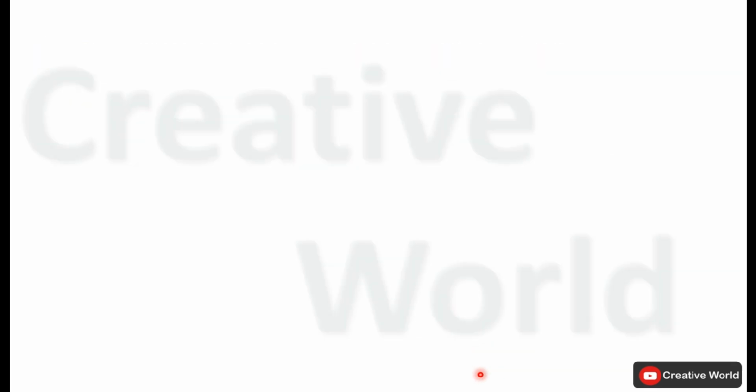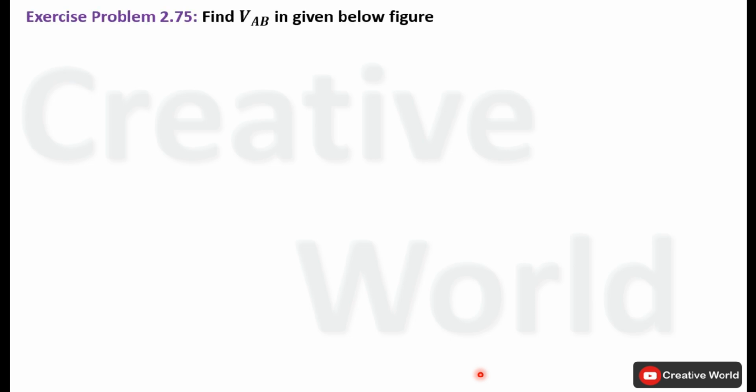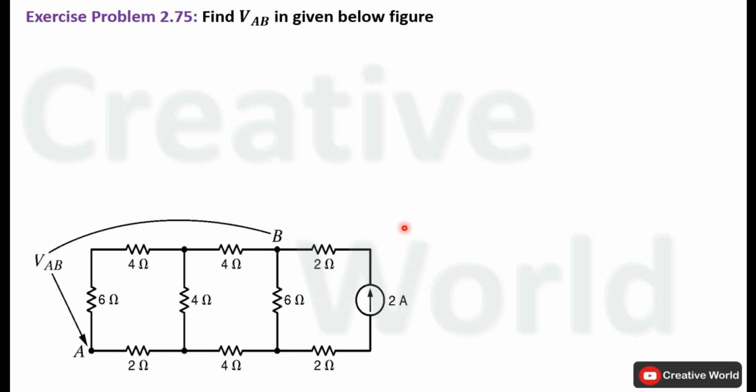Now move towards the problem. Exercise problem number 2.75: Find voltage VAB in the given figure. This is the circuit diagram of the given problem. Inside this network we have to find the voltage between these 2 points labeled as VAB.